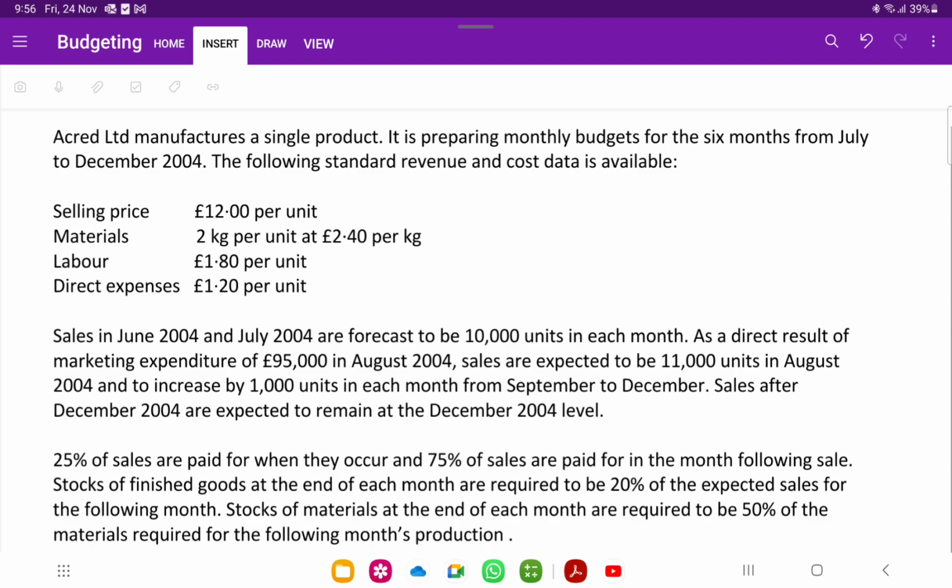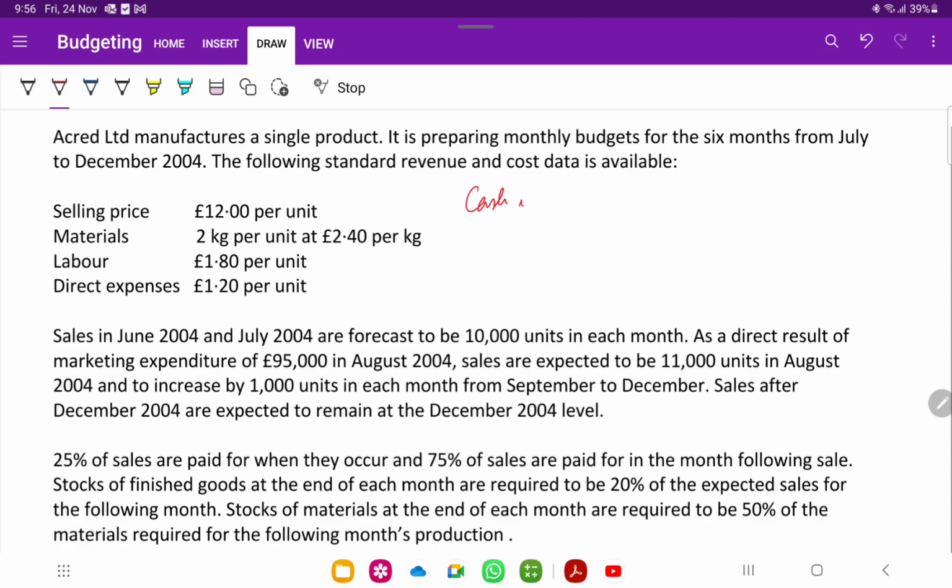So what we are going to do is we have to record what is the cash inflow, right? And then we have to record cash outflow, and then we have to take the difference and calculate net cash flow, and then we have to adjust the opening cash balance in order to get the closing cash balance, right? So this is basically what we are going to do.